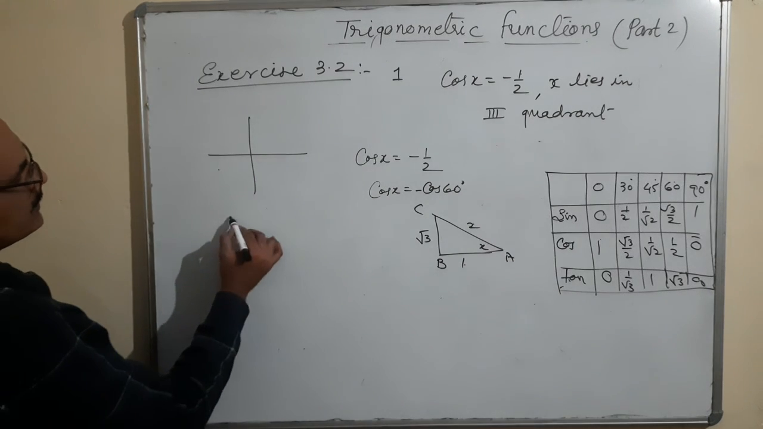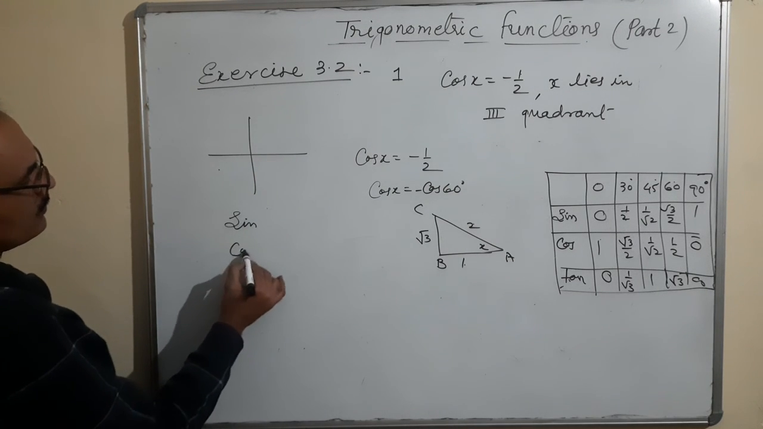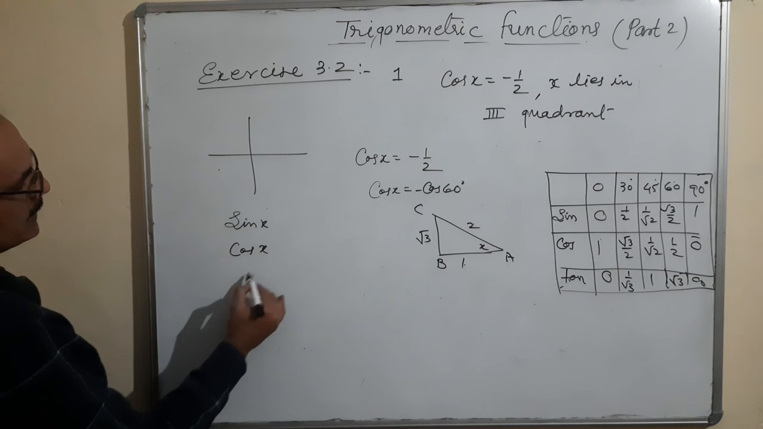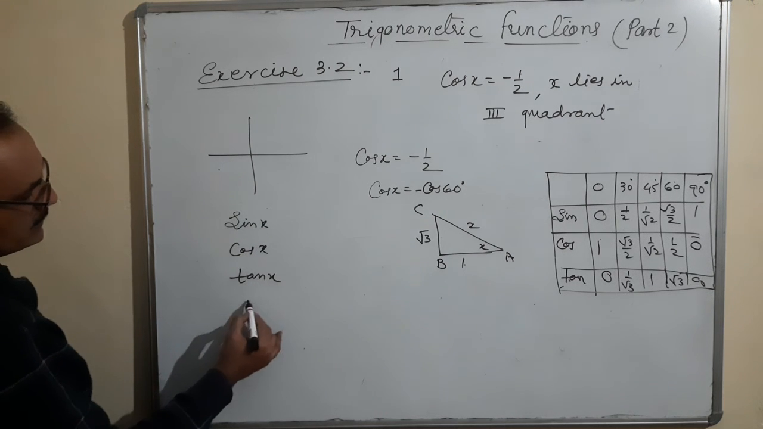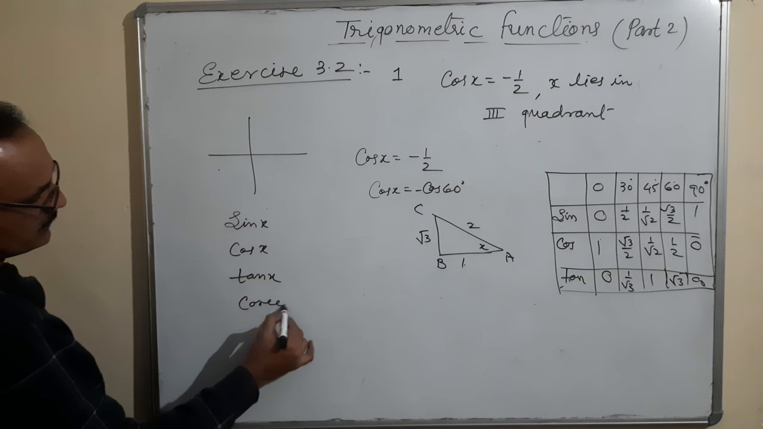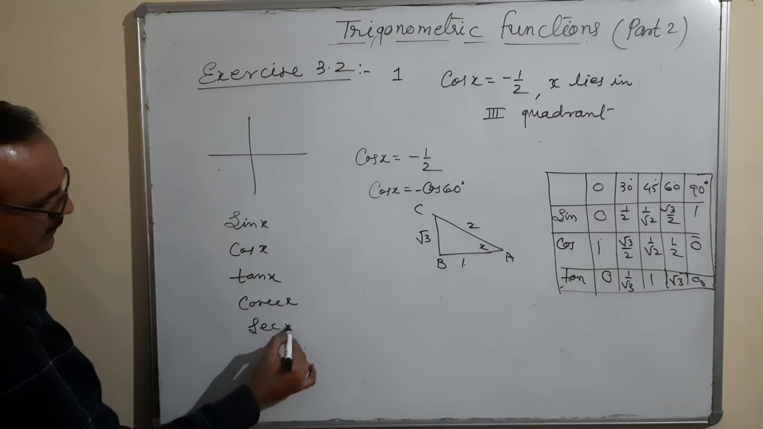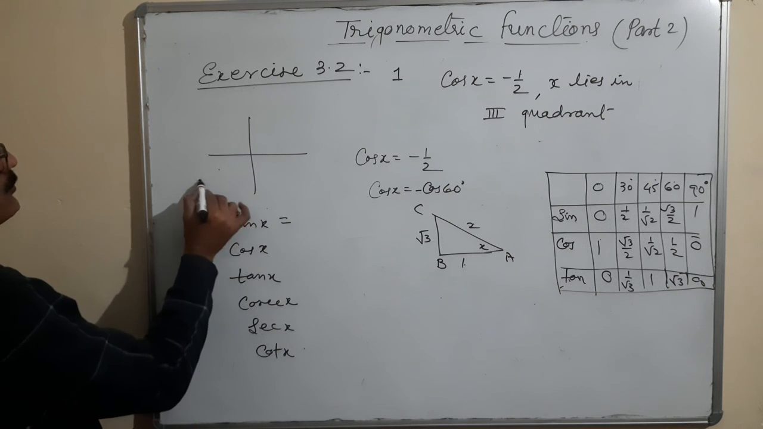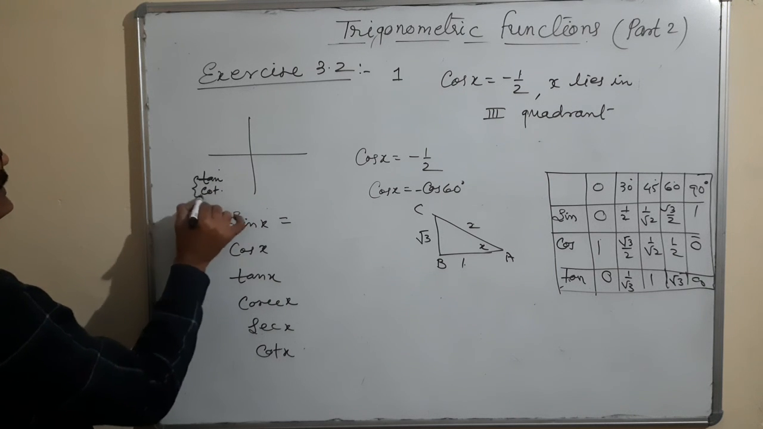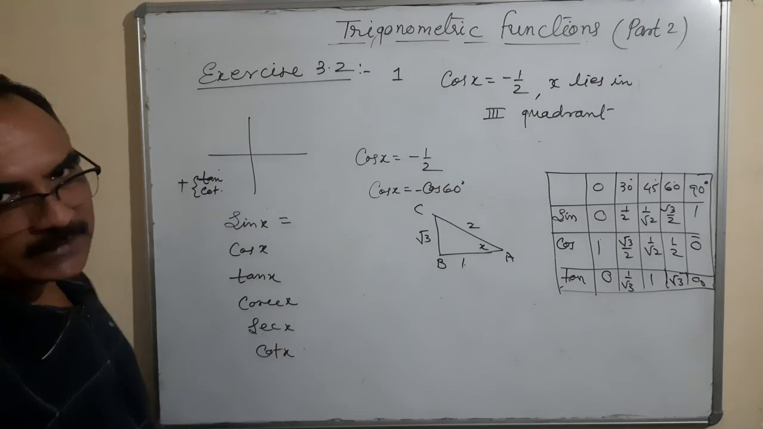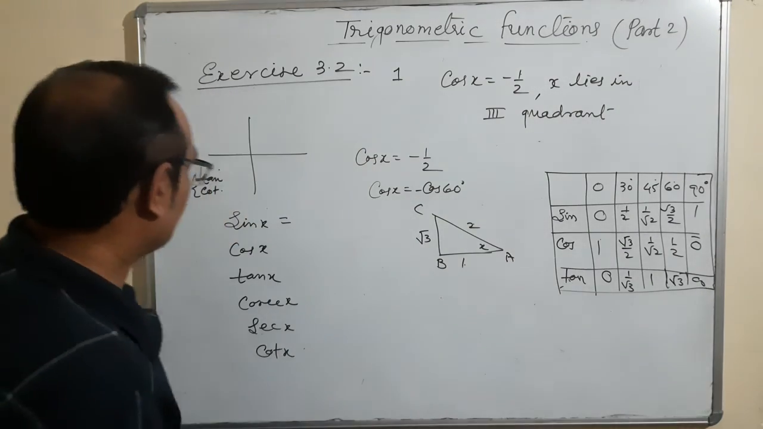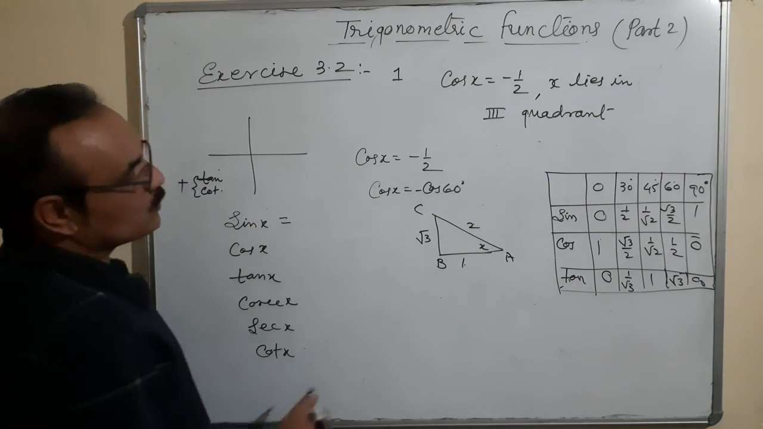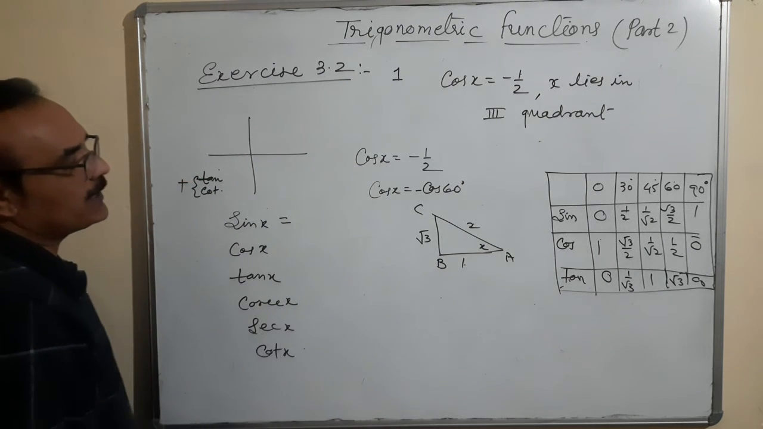They are sin x, cos x, tan x, cosec x, sec x and cot x. Sin x, because we are talking about the third quadrant. In the third quadrant, what happened? Tan and cot only are positive, others are negative. So what is sin x equal to? Root 3 by 2.